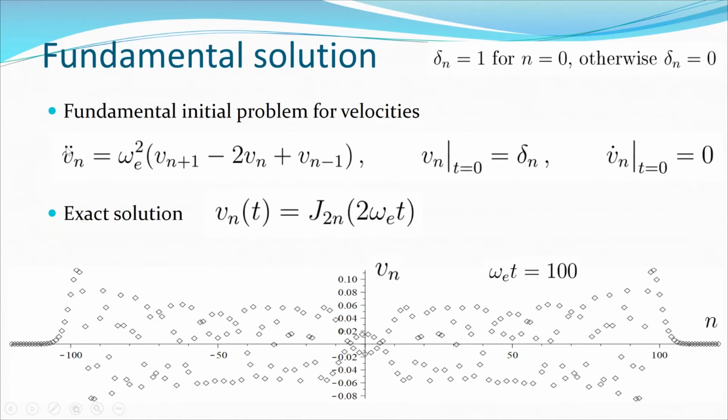The equation is written here. And the result is, you can see here, which is actually just the Bessel function with even indexes. They show something like a traveling wave from the point where the chain is excited in the center, and then this wave goes to the right and to the left.